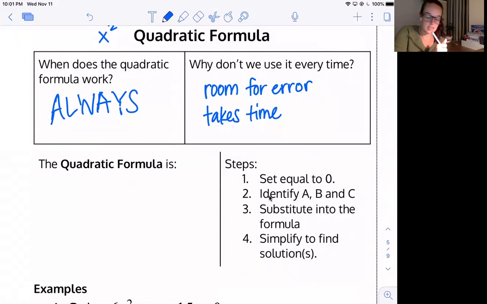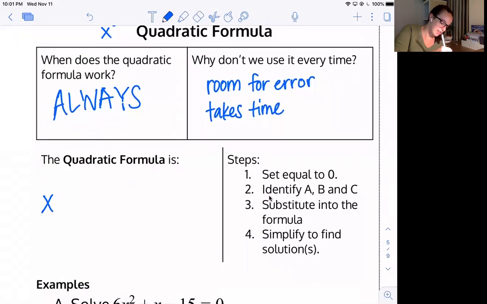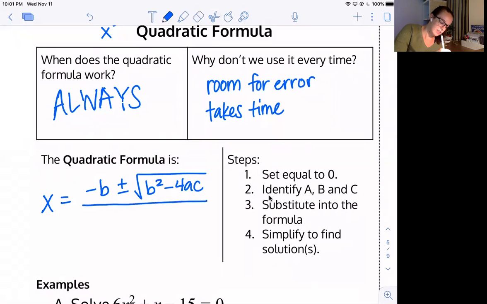If you come to class, you can hear me sing it, but the formula looks like this. X equals negative b plus or minus the square root of b squared minus 4ac, the entire thing divided by 2a. So negative b, the number by itself, plus or minus, which we talked about last week. The square root of this whole thing together is b squared minus 4 times a times c. And then we do all of that divided by 2 times a.